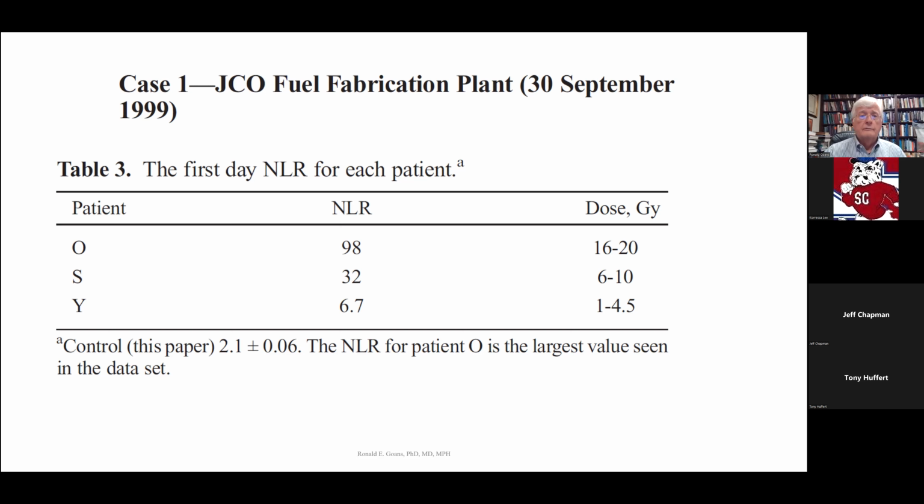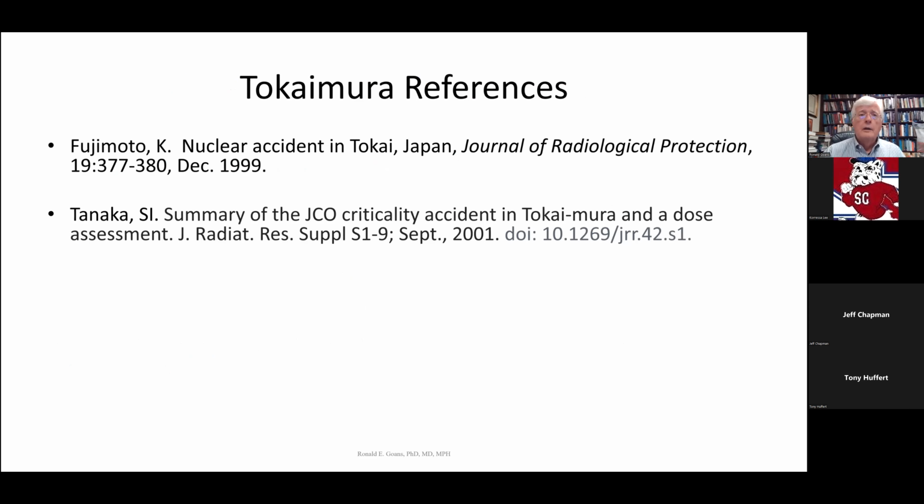Y had 6.7. And in the dose reconstructions, Mr. O's estimated dose is somewhere between 16 and 20 gray, Mr. S somewhere between 6 and 10 gray, and Mr. Y 1 to 4.5. Mr. Y survived, but you can see the neutrophil-lymphocyte ratio taken in the first 6 hours would certainly point you highly toward a suspicious circumstance. Here are some references for Tokaimura. There's a lot been written on it, including cytogenetic dosimetry, so you can check some of this out.